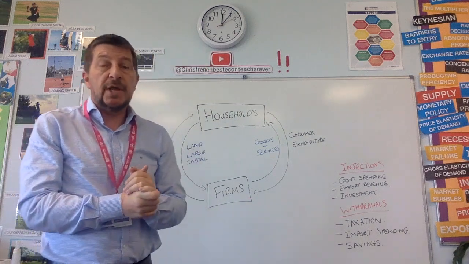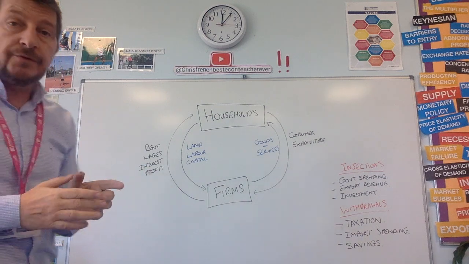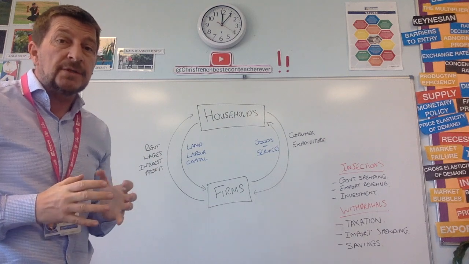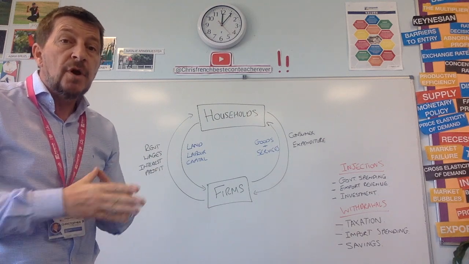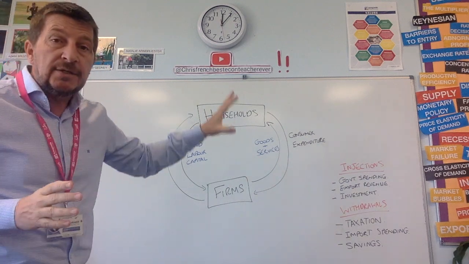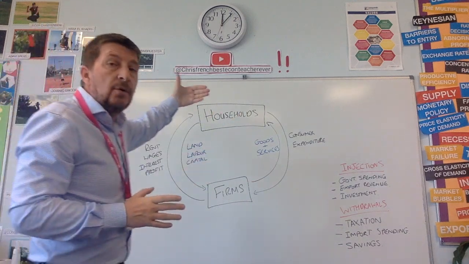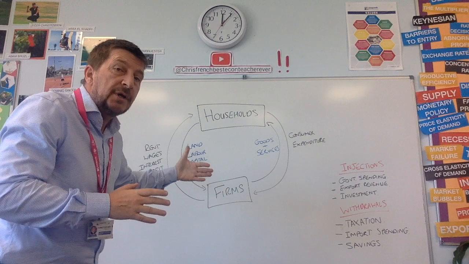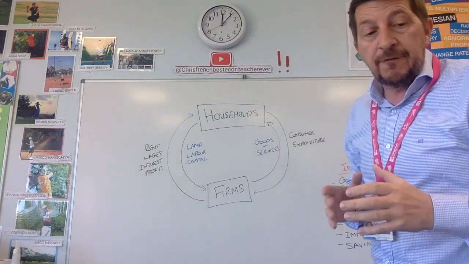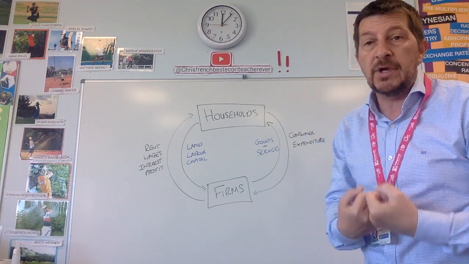Hello. So today we are going to focus on this model. This is called the circular flow of income, and it demonstrates a simplified version of an economy. And what we're going to look at is how money is circulating around this economy when it moves from households to firms and from firms to households. It's a really good way for you to start understanding how an economy works on a macroeconomic level.